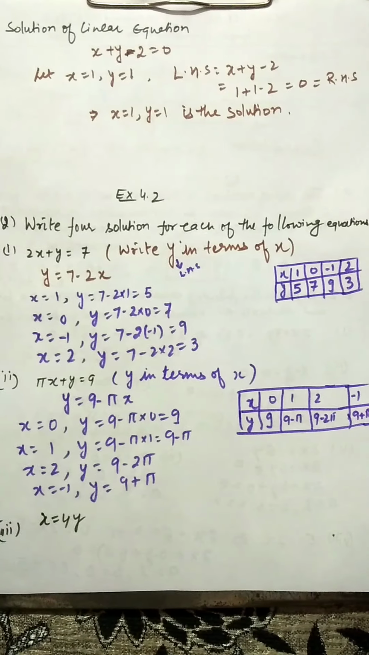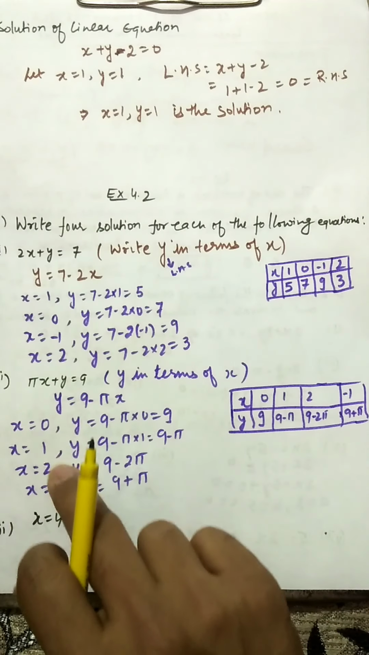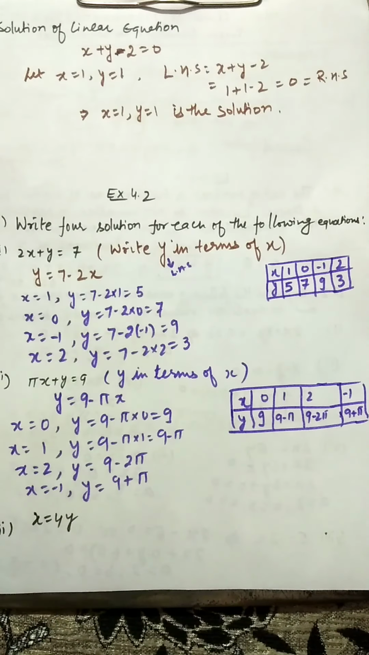So the choice of choosing the value of x is totally depending on you, but you always have to take some values which give you the answer in the simplest way. Otherwise you may take some fraction values also, you may take some decimal values also, you may take any value, but the calculations will vary depending upon the value of x.